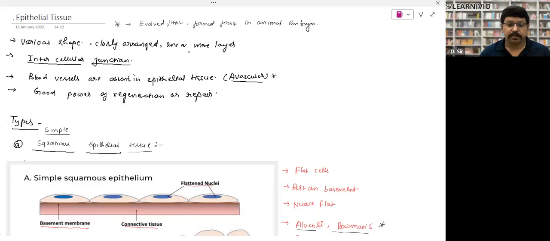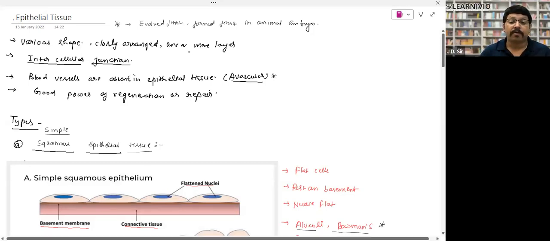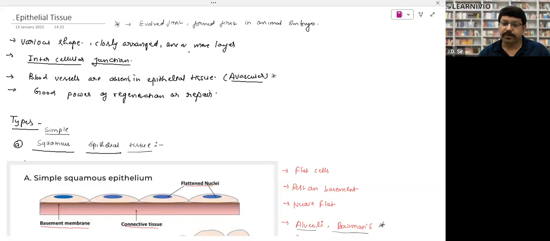Yes, sir. Then they have good power of regeneration and repair. Right? They frequently get damaged. So let me give you one example of epithelial tissue. Tonight you will sleep, and tomorrow morning when you wake up, you will see some layer kind of thing inside your internal cheek. Have you felt that? Yes, sir. What is that?